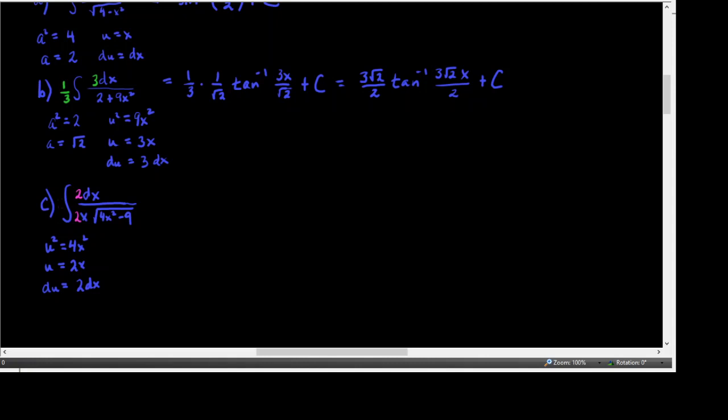But right now we have the du over the square root of u multiplied by the square root of u squared minus a squared. And we haven't talked about a squared yet. A squared is 9, and so a is 3. Okay, since we're using number 3, this is going to be 1 over a, times the secant inverse of, or arcsecant of. Be careful, this one's different. It's the absolute value of u, so the absolute value of 2x over a, which is 3, plus c.